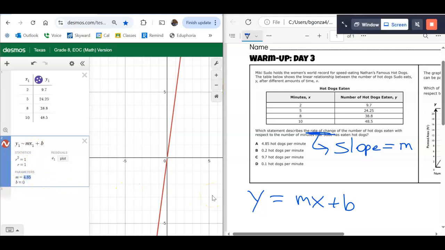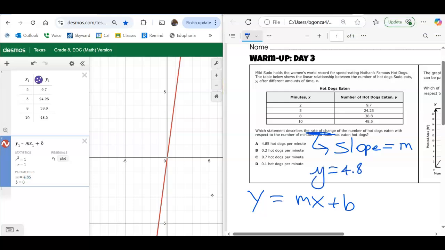4.85. So when I did it, I got y equals m 4.85 x plus b, which is 0. What's my m? 4.85. Did you get A on your warm-up? If not, in the future, when you see a table and you see the word rate of change, will you know table y1 squiggle m x1 plus b, m is my slope.